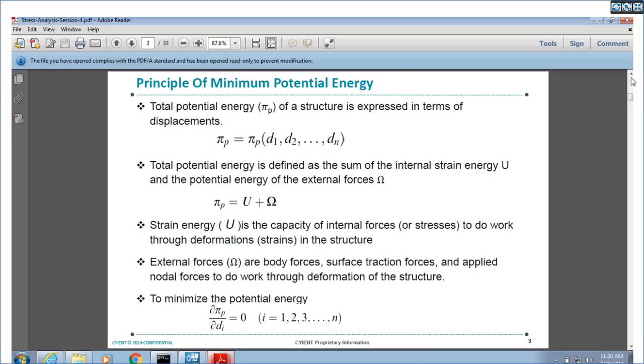So we can derive the stiffness matrix and other elemental and model equations using this minimum potential energy theory. That means the total potential energy of the system should be minimized to derive the stiffness matrix and other things. To minimize this, we need to differentiate the total potential energy. The total potential energy will be in terms of displacements. You see this equation.